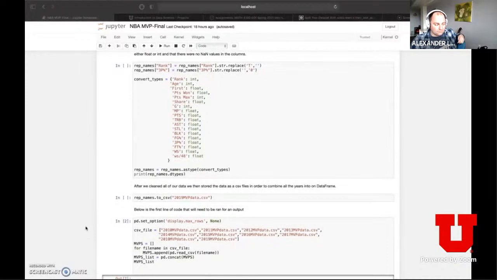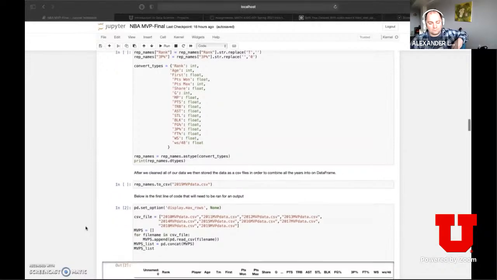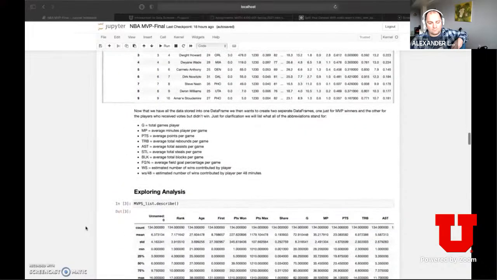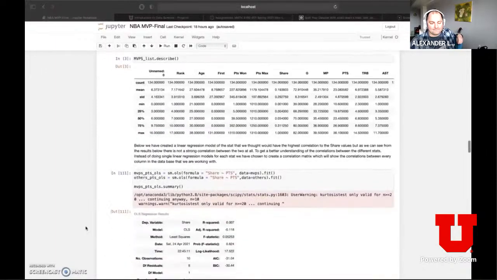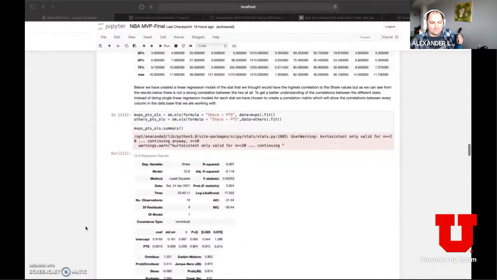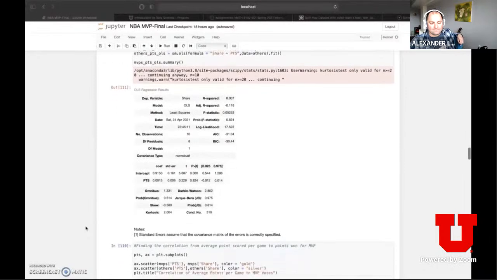As for our data cleansing, we stored our data into data frames and then cleansed it, converting values to either ints or floats. After that, we went to our data analysis, and we started by using our target value as our share, which is the share of the vote. The first step in analyzing our data was to choose the stat we thought would be most correlated to the MVP winner, which we chose to look at average points per game.